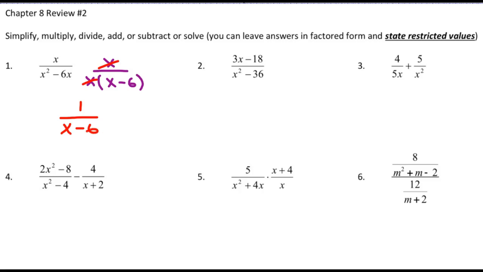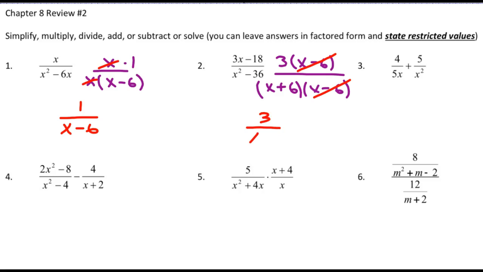Okay. Number 2, I'm going to go really fast here. So if you have a question, let me know. I'll pause it. Next question, same concept, but we have a little more action. So factor out a 3 in the top. I'm left with an x minus 6. Factor out a difference of squares in the bottom. I have x plus 6 times x minus 6. And here we will have a common binomial term, x minus 6, that will cancel out. And so our final answer here is 3 over x plus 6.